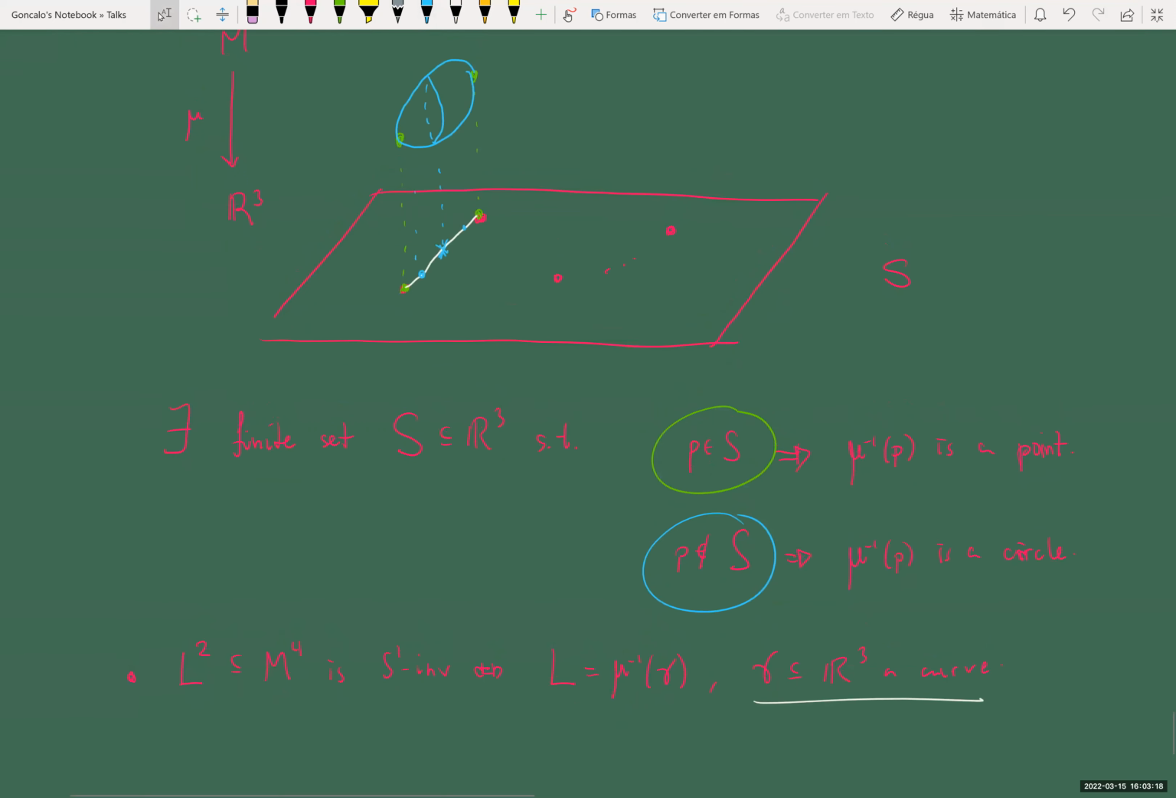Another example would be to pick a simple closed curve downstairs. Then above every point you have a circle, so in the end, you have a two torus. It's not very nicely drawn. Okay, so that's a two torus.